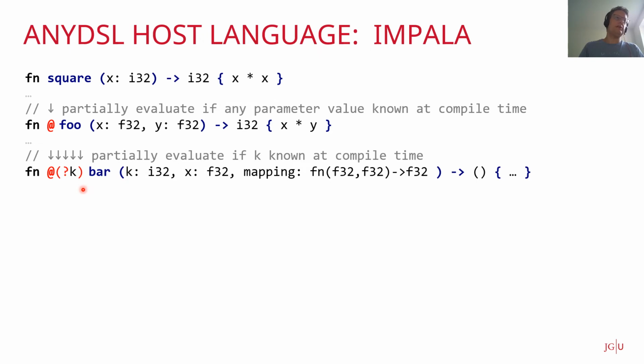We can also have more fine-grained control over partial evaluation. So in this example, bar will be specialized if k is known at compile time. Also note that bar is a higher order function. So the third parameter, mapping, is itself a function that takes two floats that are mapped to a float. And also those higher order parameters will always specialize, meaning that if you supply a concrete function for the parameter mapping at compile time, bar will be specialized with respect to this parameter.